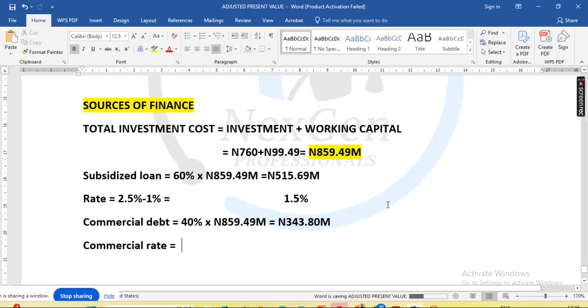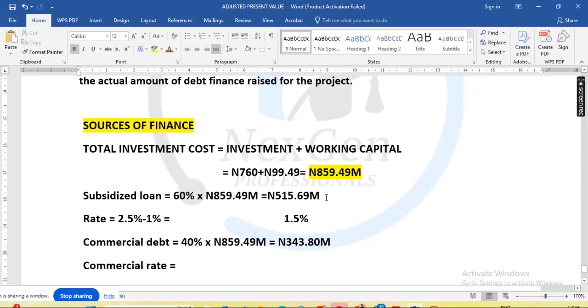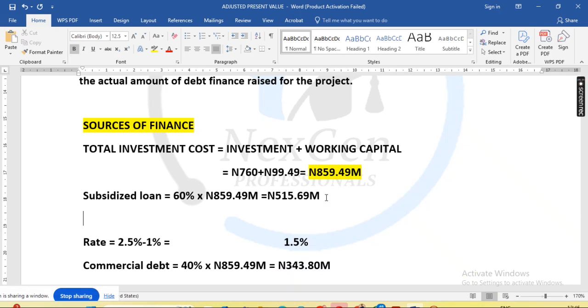So this is an interesting question. Let me show you how I convert basis points to percentage, so that tomorrow someone will not ask, how did you get 1%? 100 basis points is equal to 100 divided by 100, which equals 1%. So if you are given 20 basis points, 20 divided by 100 will give you the percentage. That is how it works.